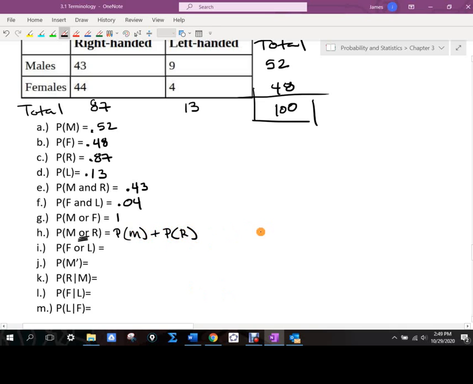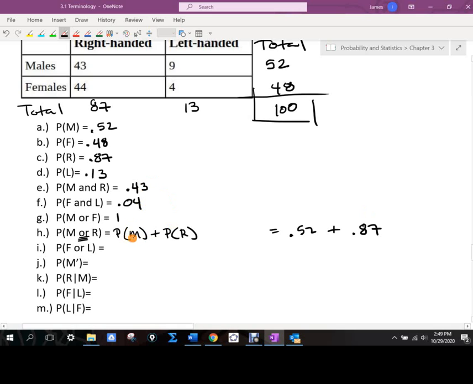So what's the probability of being a male? Male was 0.52, right? And so 0.52. And being right-handed was 0.87, right? What do you get if you add those together? Something bigger than 1, and that is a problem in probability, right? Okay, we can't have something more than 100%. Okay, so what has happened here?